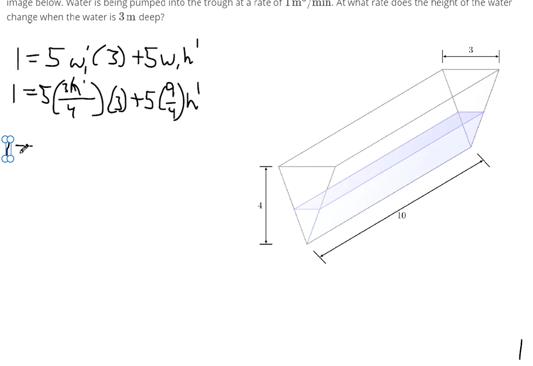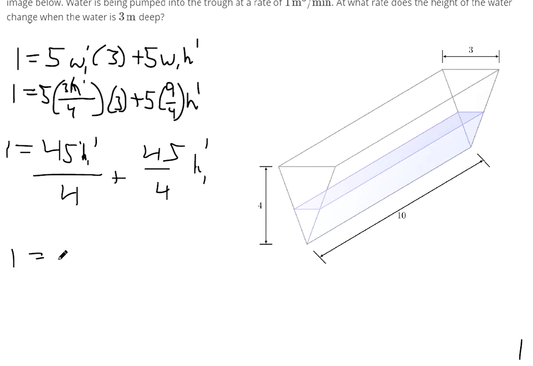But okay, we're trying to get h sub 1 prime by itself, so that's 15 over 4 h prime. Oh wait, I forgot the 3 over here. That's 9 over 4, so it's 45 h sub 1 prime over 4, plus 45 over 4 h sub 1 prime. Oh, that's going to come out nice. That's 90 over 4. And so if we get h sub 1 prime by itself, then that's 4 over 90.